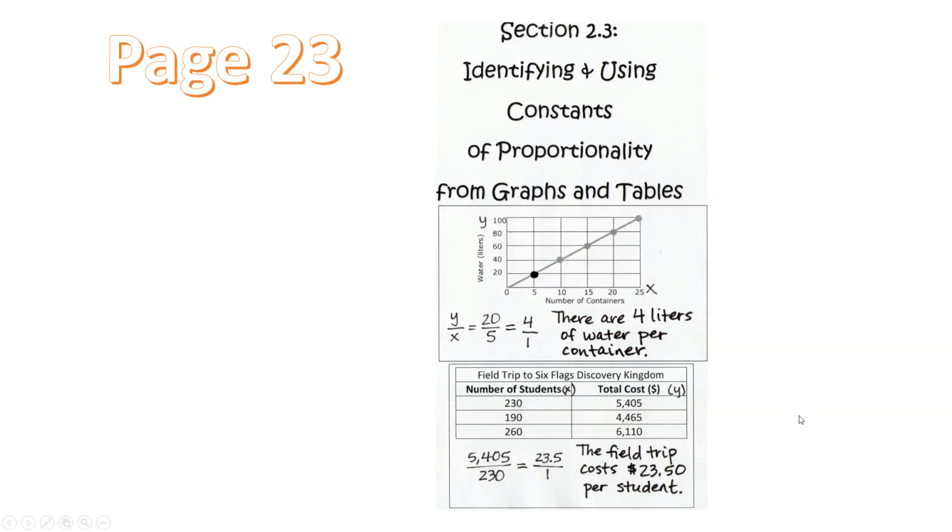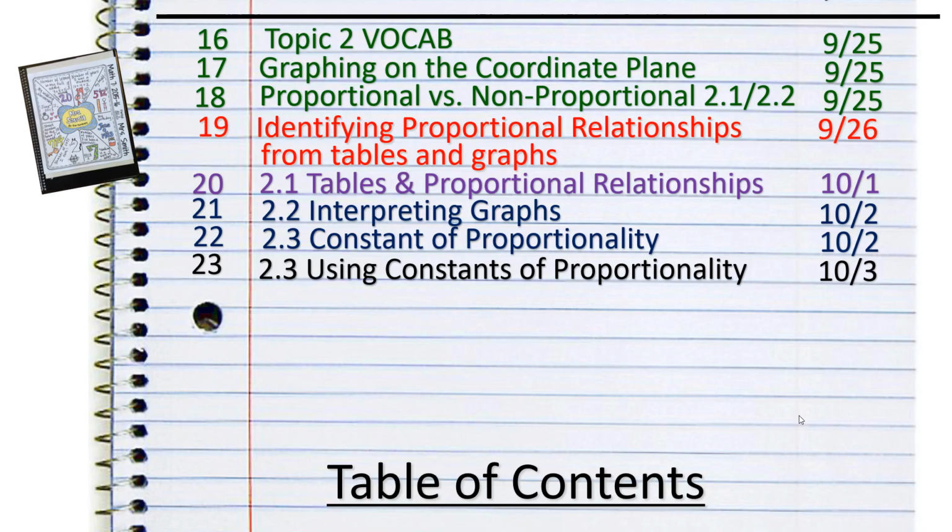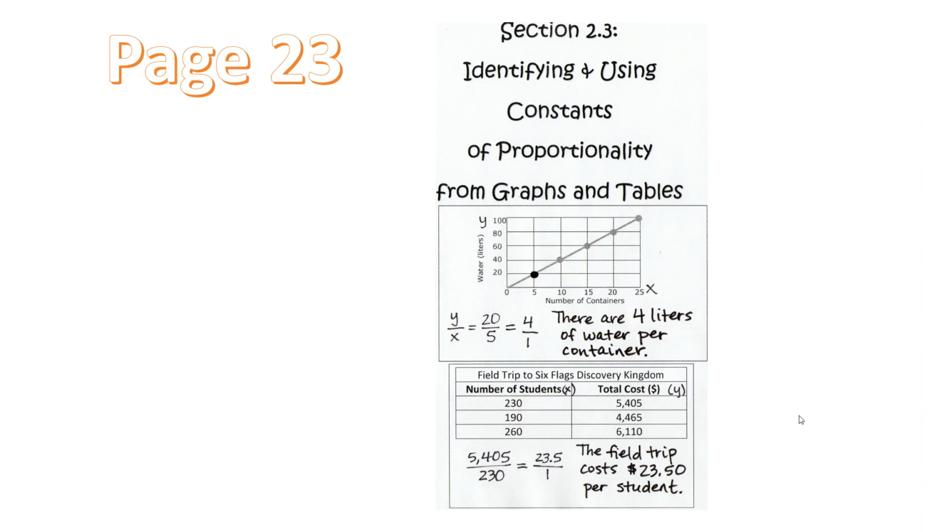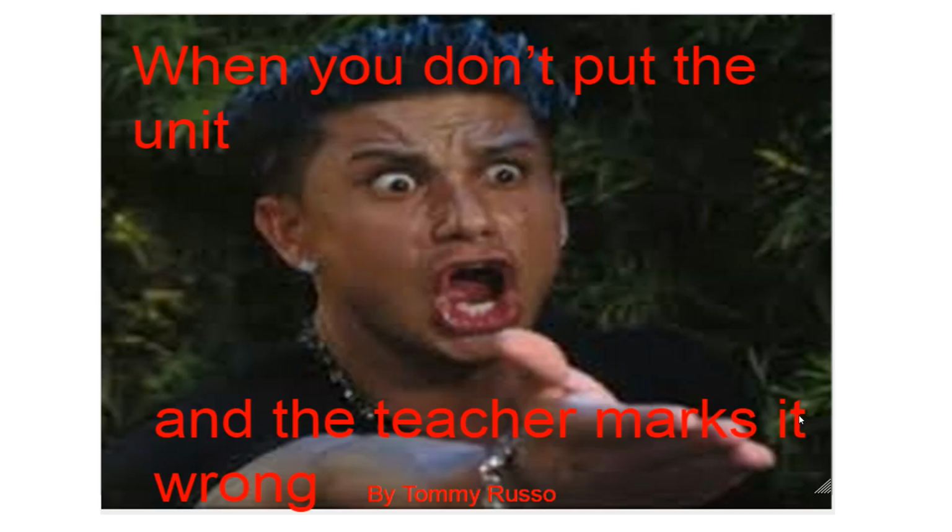Today's lesson will be on identifying and using constants of proportionality from graphs and tables. This will be page 23 of your notebook, so please make sure you add page 23 to your table of contents. And we're going to start off on the front of the notes where these two pre-written examples are. So first off, remember to put your units.